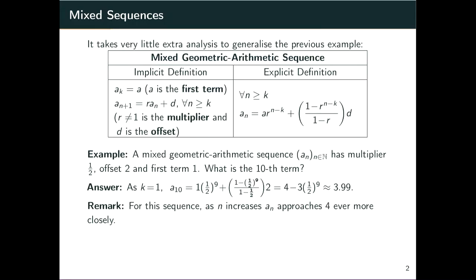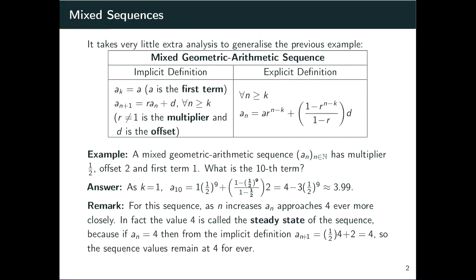And so maybe something you can observe, since the multiplier is some sort of fractional number, as the years go on, this sequence is going to approach closer and closer to 4. And in fact, if you start at 4, then it's just going to stay on 4 the whole time. And so we call this a steady state. We're probably going to see this a little bit more in the Markov processes when we introduce matrices. These steady state vectors will appear. Cool. So that shows you how you can go from implicit definitions of geometric mixed with arithmetic sequences to get an explicit formula.